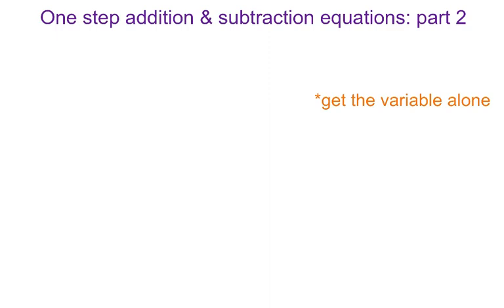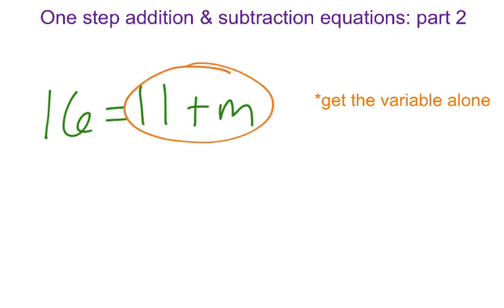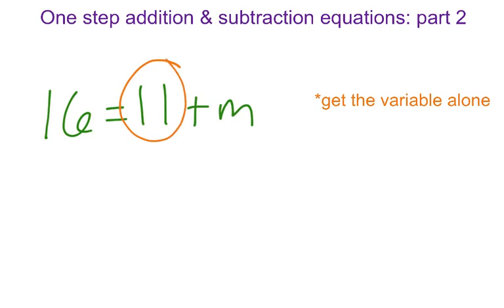Now, in this example that I'm going to show you here, I have 16 equals 11 plus m. The only real difference with this one is that my variable happens to be on the other side of the equal sign. It's on the right side this time. No different approach here. I want to isolate m. I want to get m alone. Therefore, I have to get rid of what is with it. Well, this 11 is with it.